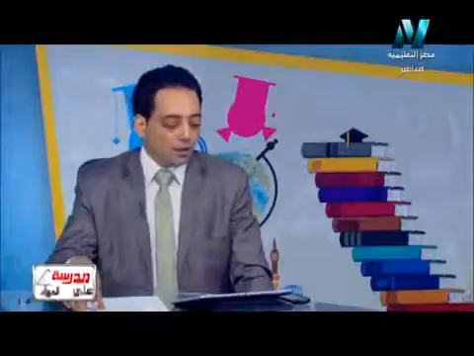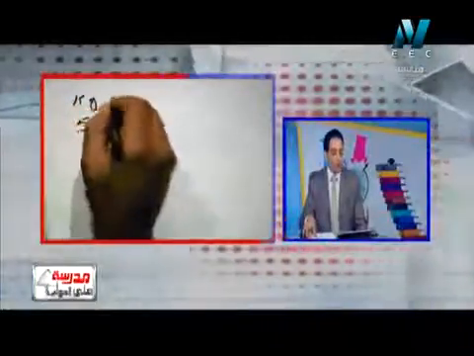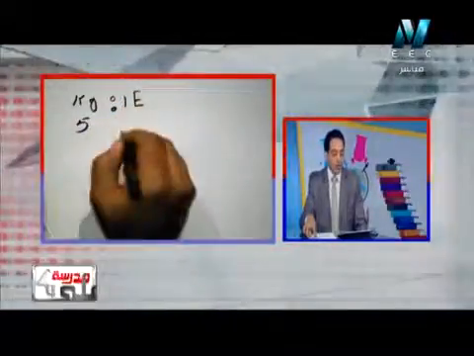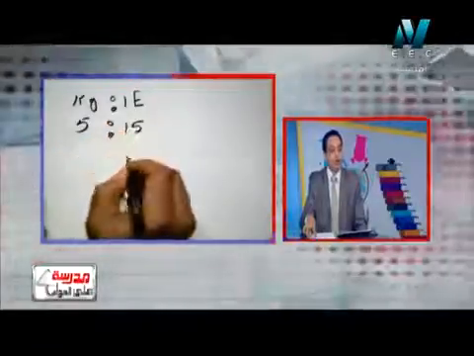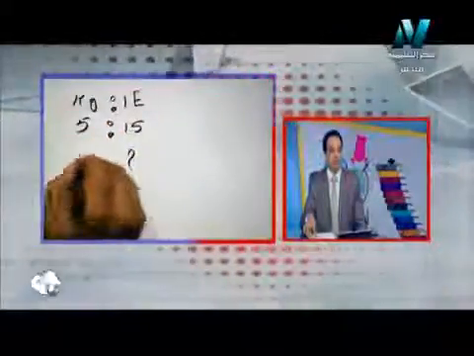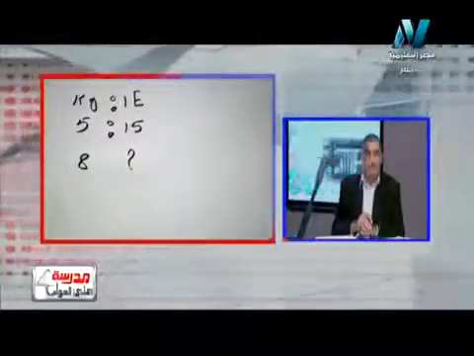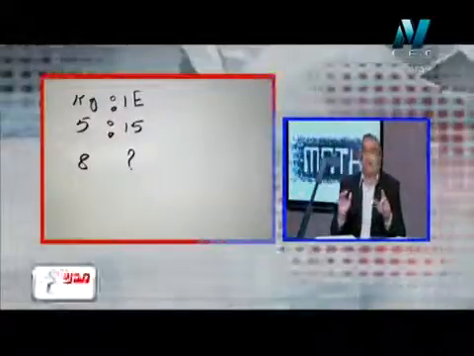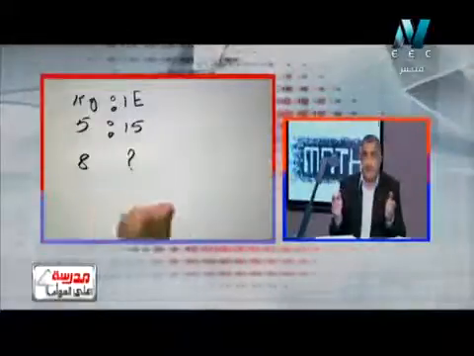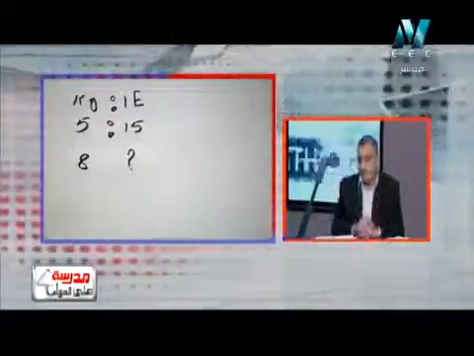Another very important idea. Exercise: Ali bought 5 kilograms of oranges. He paid 15 pounds. So how much money does he have to pay to buy 8 kilograms? It's a very important idea. You have to read the story problem very carefully, my dear students. You have to read it at least 3 times. After that, you can start to solve it.